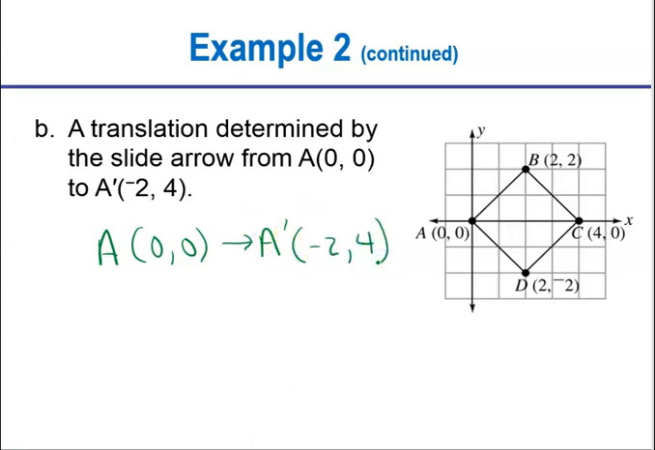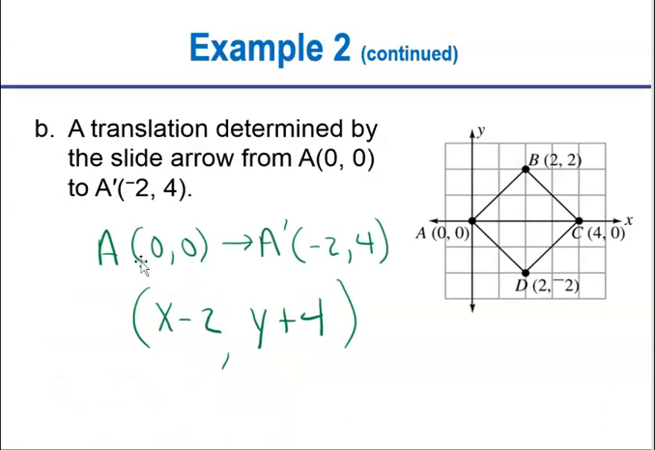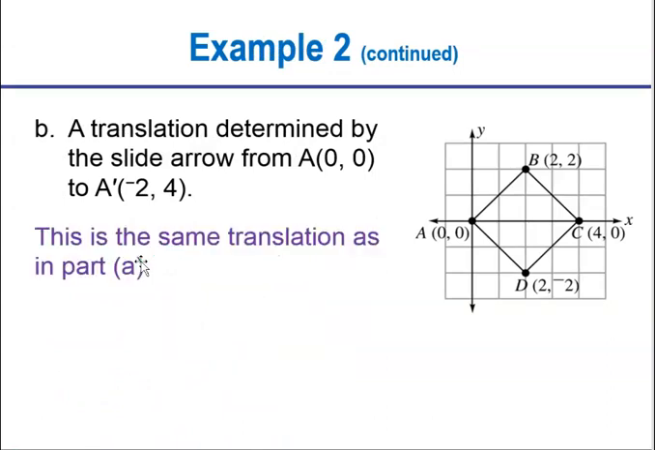Now, if we were to think about that in coordinate form, well, let's just try to do that. So 0 turned into negative 2. That means we're taking our x and subtracting 2. What happened to the y value? Well, we took 0 and it turned into a 4. So we're taking our y and adding 4. Now, if you go back and look, that's exactly the translation we had in part A as well. So it turns out this is just a different way of depicting exactly the same translation. This is the same translation as in part A.